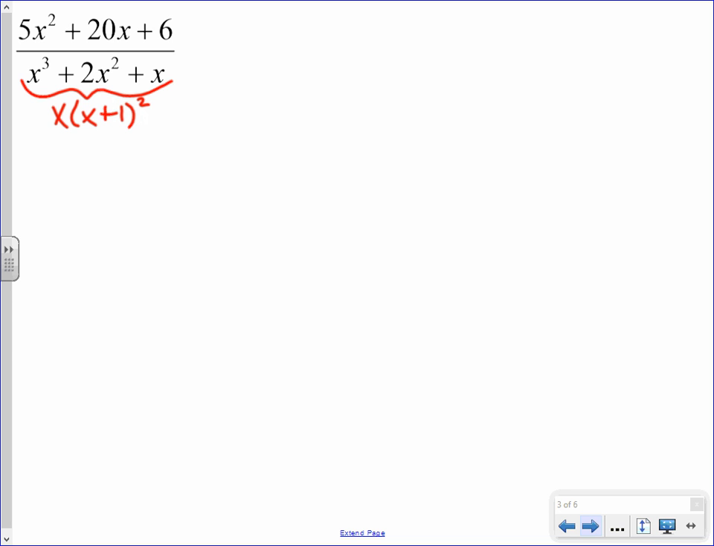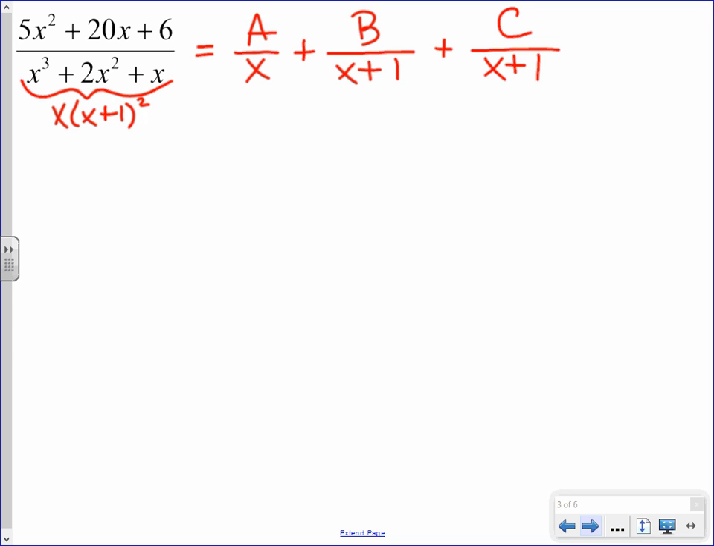So let's see. Will, what did you write down for that? It should be a over x plus b over x plus 1 plus c over x plus 1. Is this what you said? Okay. Do you agree with Will? No. Darby? The first x plus 1 should be squared. Okay. One of them needs to be squared.